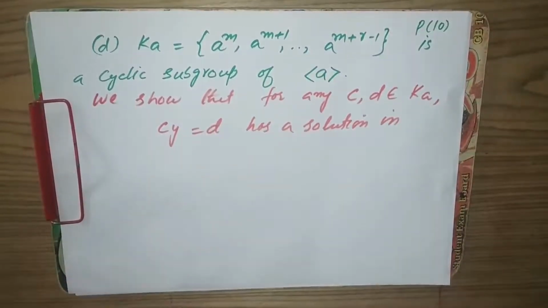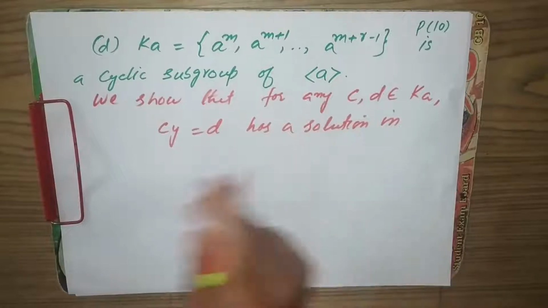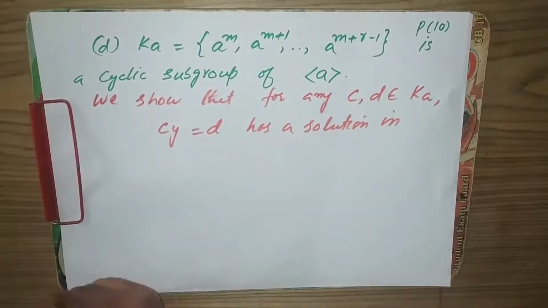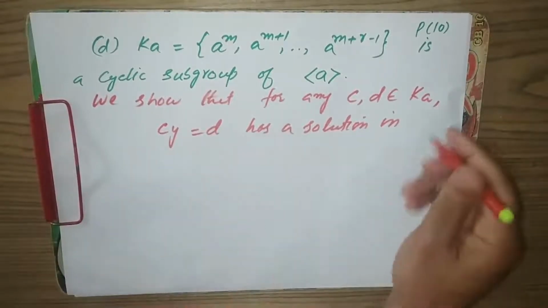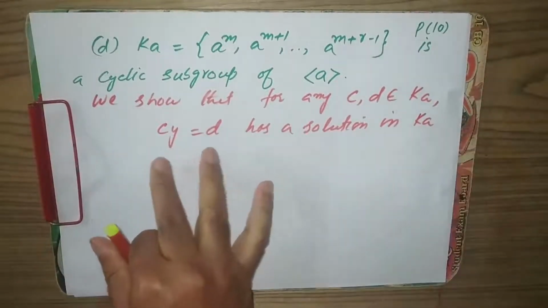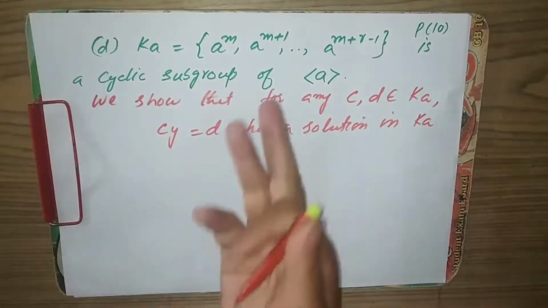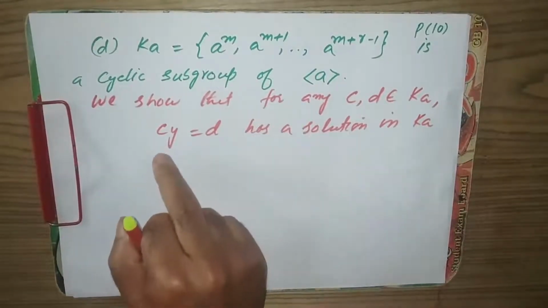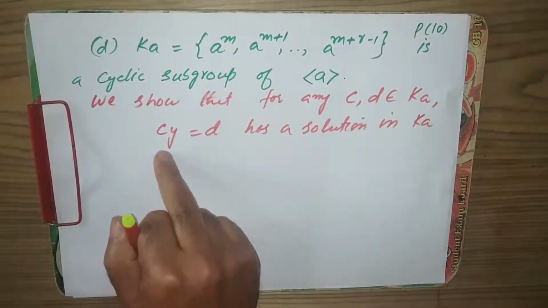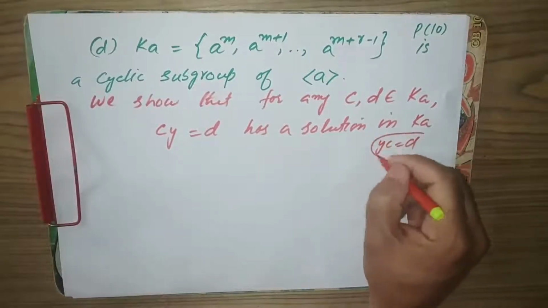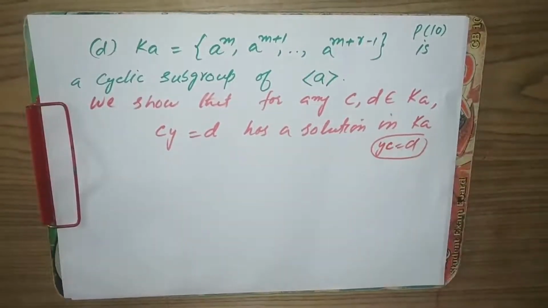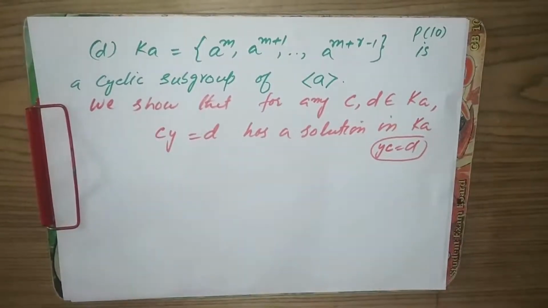So to prove it's a subgroup, first we prove it's a subgroup of the semigroup generated by A. We need to prove that this equation has a solution in K_A. We only need this one equation, because the semigroup is commutative: if this equation has a solution, then the equation yc = d also has a solution, trivially, using the commutative property. So we just prove this equation has a solution.